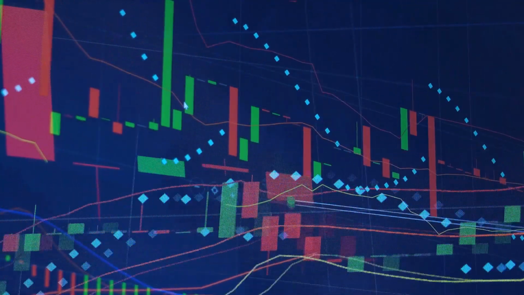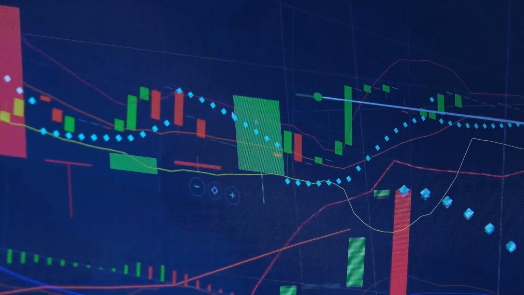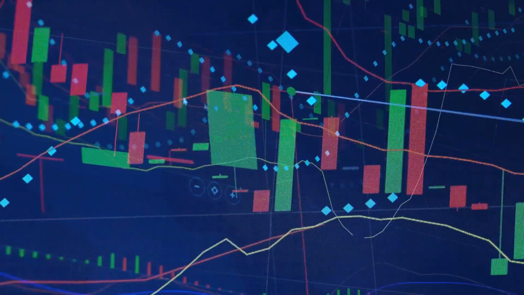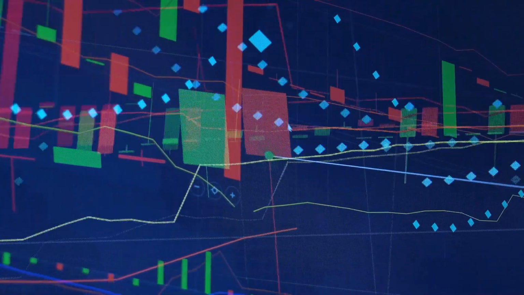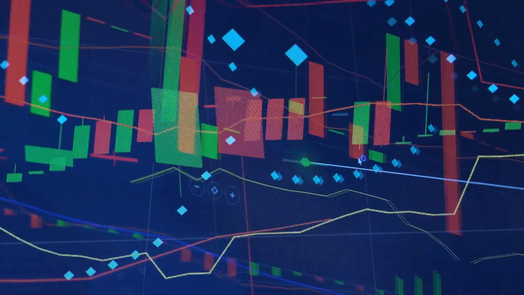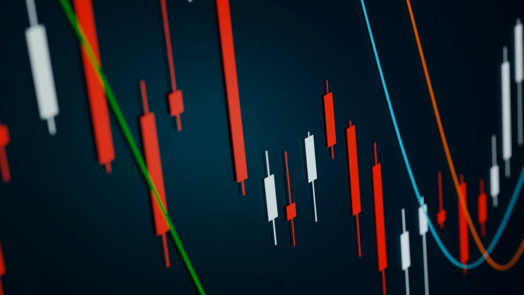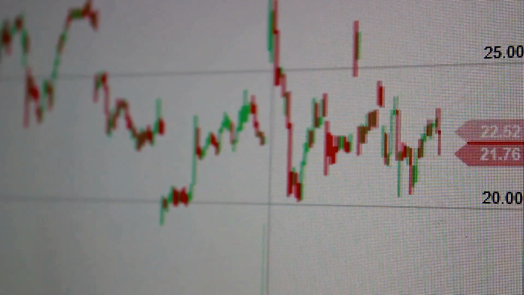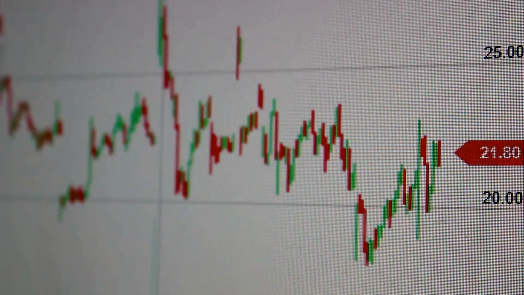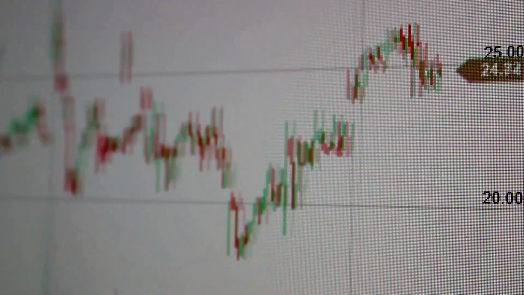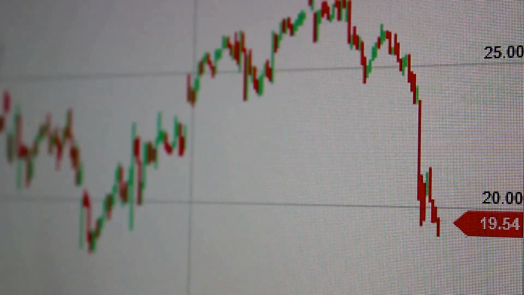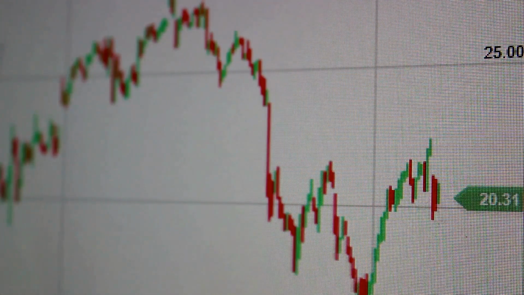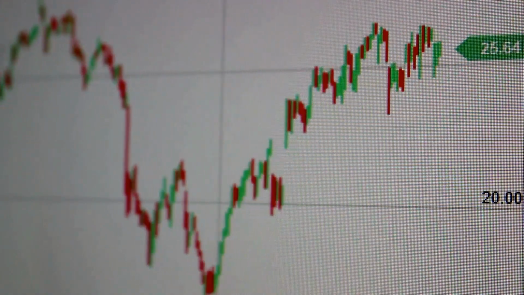These indicators are not crystal balls, but they can provide valuable insights into the market's mood and potential price movements. It's like having a compass in the vast ocean of the stock market. Remember, these are just tools, not guarantees. They can help you make informed decisions, but they can't predict the future. Use them wisely, and they can be powerful allies in your trading journey. These indicators are the tools that can help you make informed trading decisions.